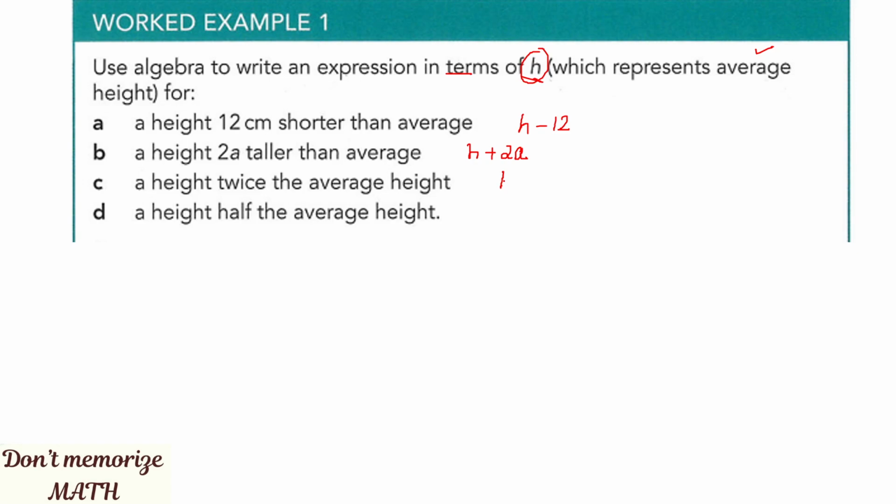Then a height twice the average height. So average height is small letter h, so we can write it as 2h.